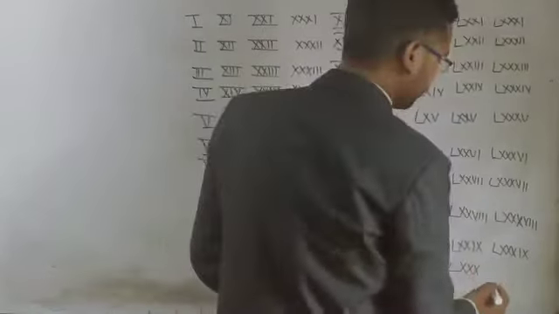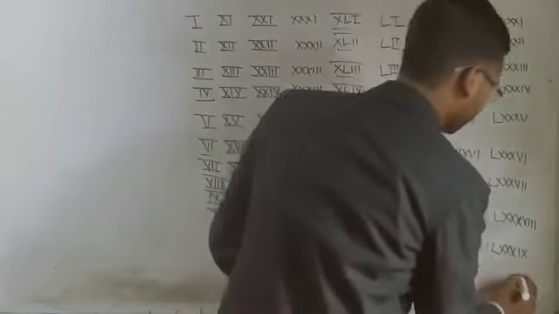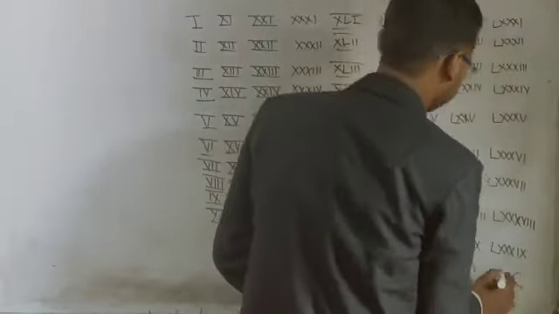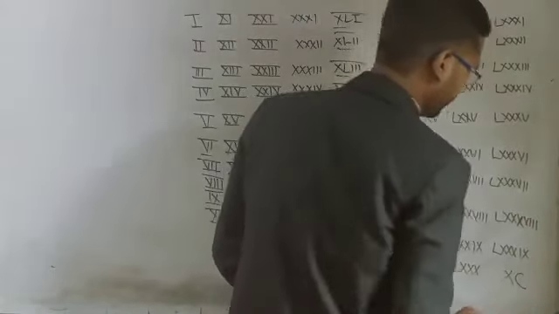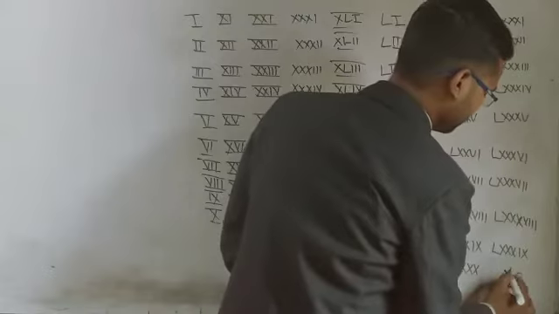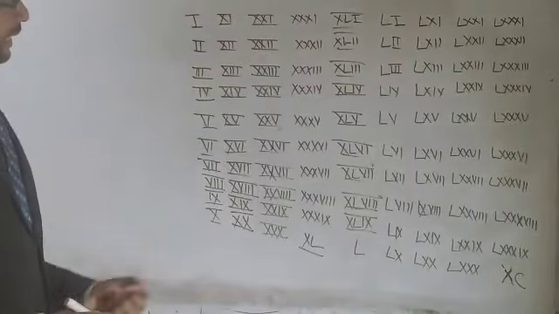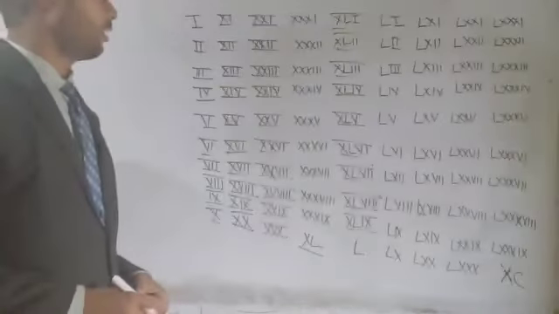And then we will write 100. 100 means C. And then what is 90? 10 less than 100. So we will write XC. That is 90 students. Take a screenshot of this count, students.